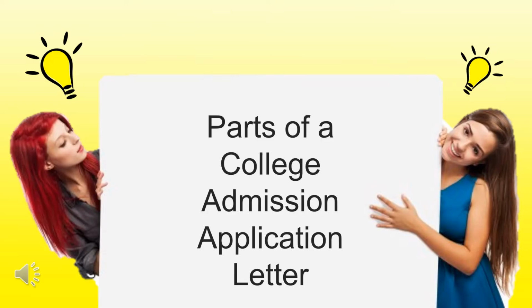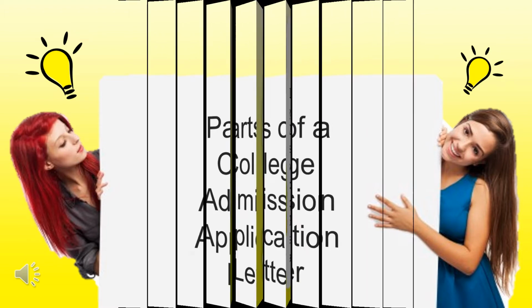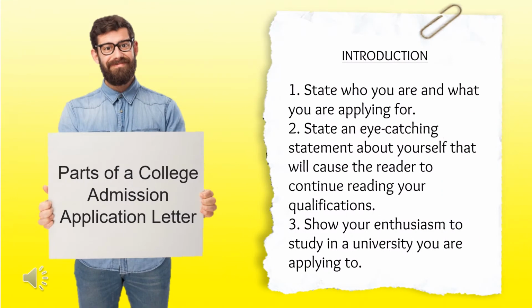Let us familiarize the parts of a college admission application letter. It has 3 parts. Let's begin with the first one, which is the introduction. In your introduction, you need to state who you are and what you are applying for. Second, state an eye-catching statement about yourself that will cause the reader to continue reading your qualifications. Third, show your enthusiasm to study in the university you are applying to.